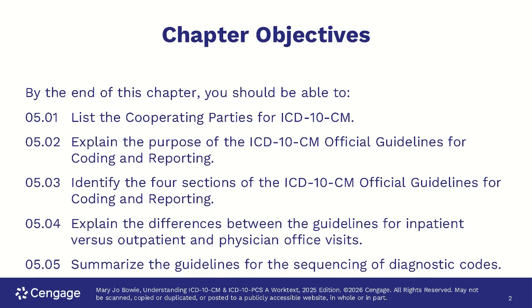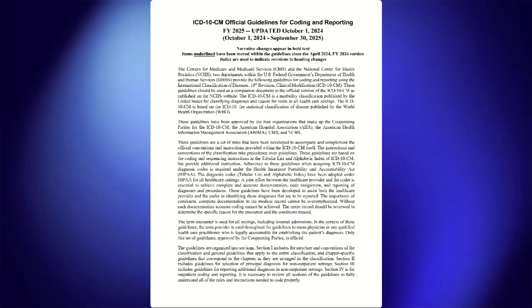Before we get into the chapter, I want you to know that these guidelines are available online, as in you can download a copy. Here are the official guidelines that are effective October 1 through September 30th. In case you are wondering, yes, there is already a new version out for fiscal year 2026. But because that has not happened yet, or you're in class right now, we're going to focus on the fiscal year 2025 guidelines.